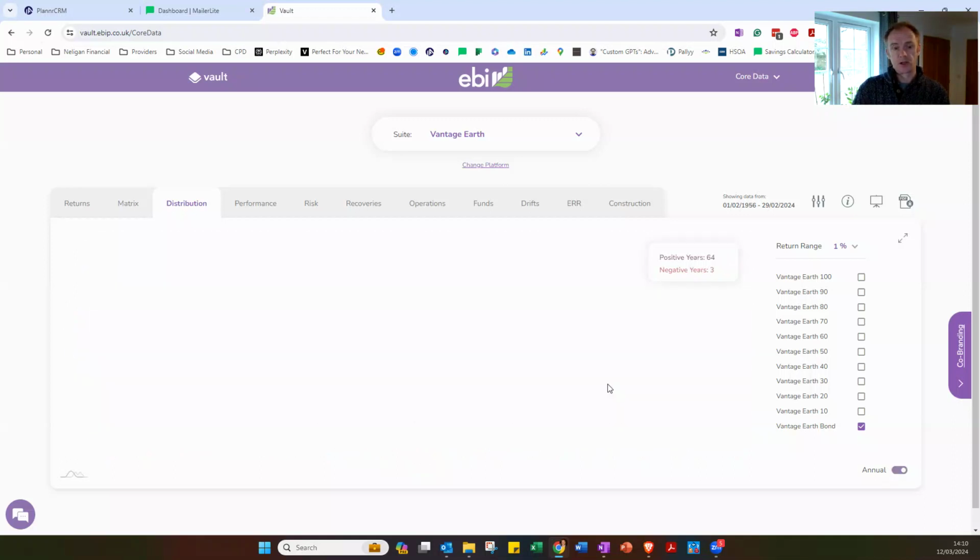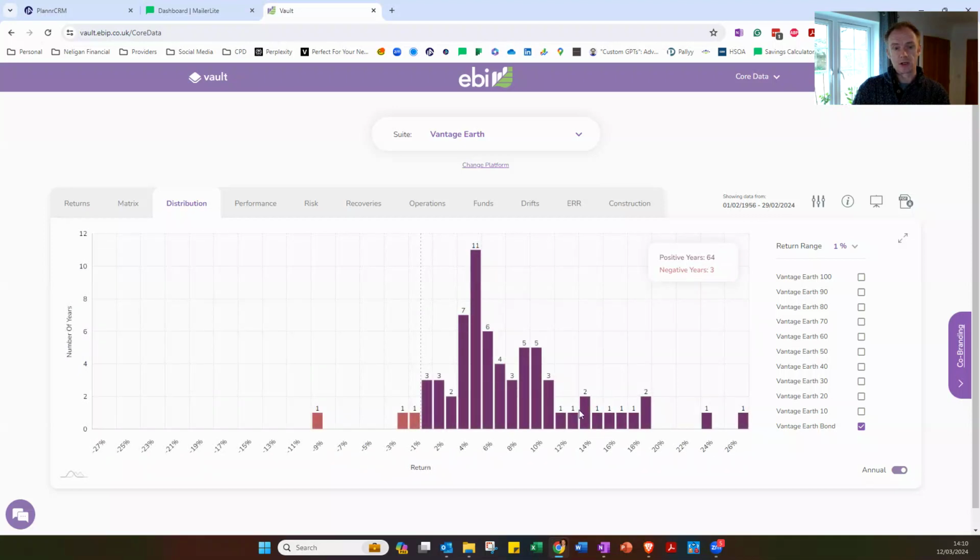Just again, to complete the picture, if we look at the annual returns, you can see only 3 occurrences where annual returns were negative. A couple of very strong years for a low risk type of investment. Most of them congregated around sort of 4, 5, 6% per annum return.